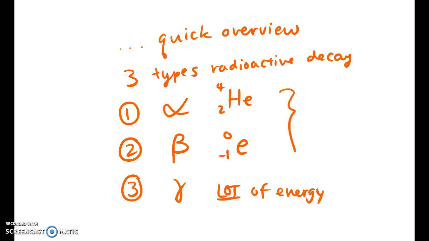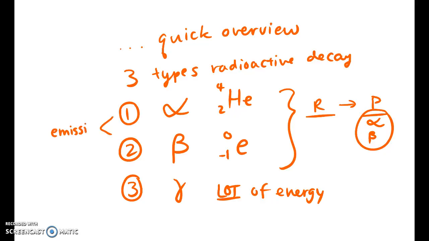For alpha and beta particles, if this is our reactants to our products, the alpha particle and beta particle will always be on the product side because they're being emitted. So these 2 are emissions. And this is radiation, so it's giving off a lot of energy. So that's a quick overview of 3 types of radioactive decay.